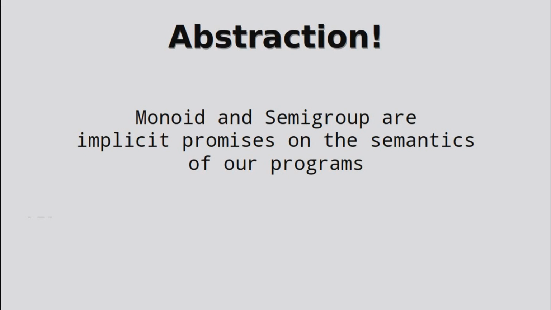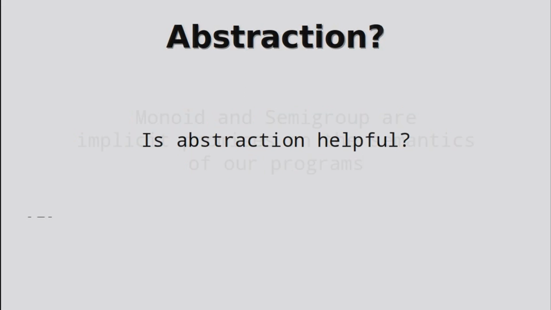The type classes Monoid and Semigroup are implicit promises on the semantics of our programs. What does that mean? Well, when you create a semigroup for a type, you make the implicit promise that the operation you have chosen is associative. If that is not the case, then you simply have used the type class wrong, basically. But since you have this implicit promise, that is something that another programmer might use. Because if you write a generic function that only takes semigroups or monoids, you can be implicitly sure that MMT, for example, is the identity element.